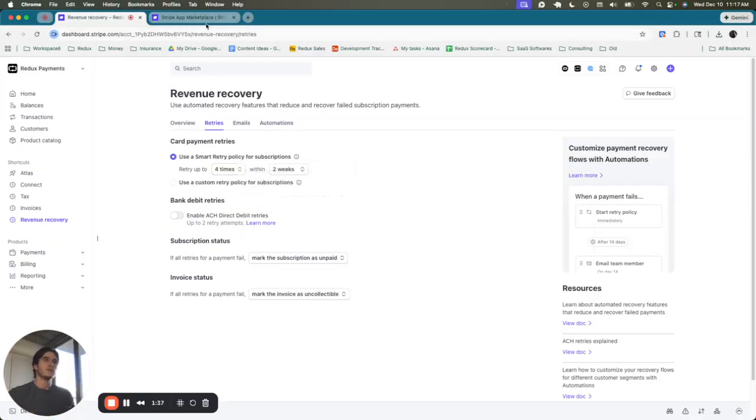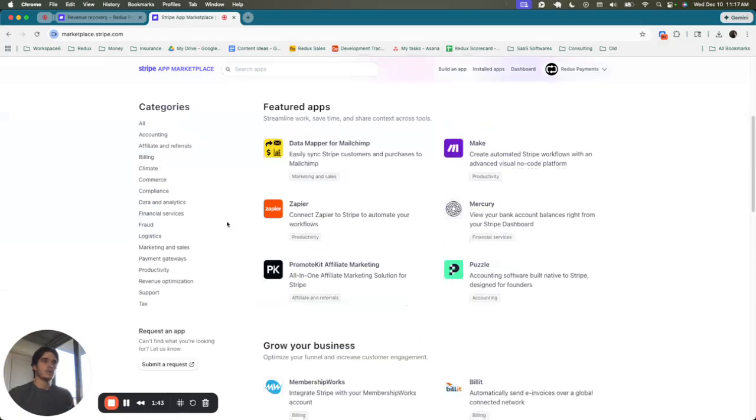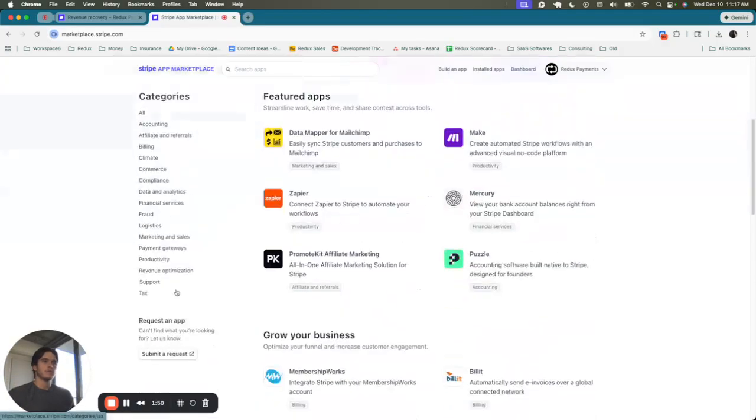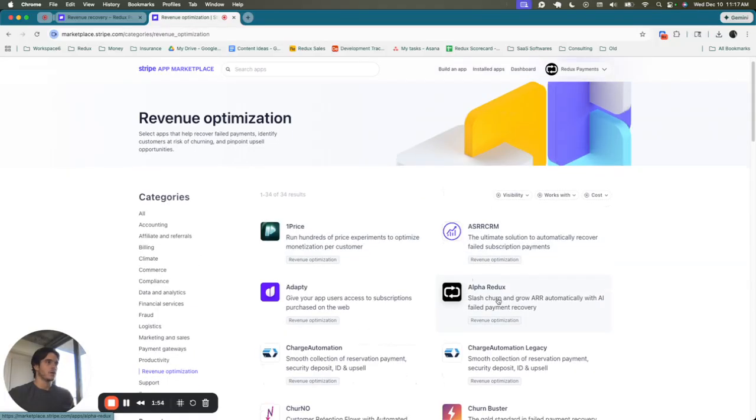That's where a more specialized solution like Redux Payments comes in. We are actually partnered with Stripe in their app store to take that recovery to the next level. So you can find us in the app store. You just go to revenue optimization, and we are right here, right at the top.